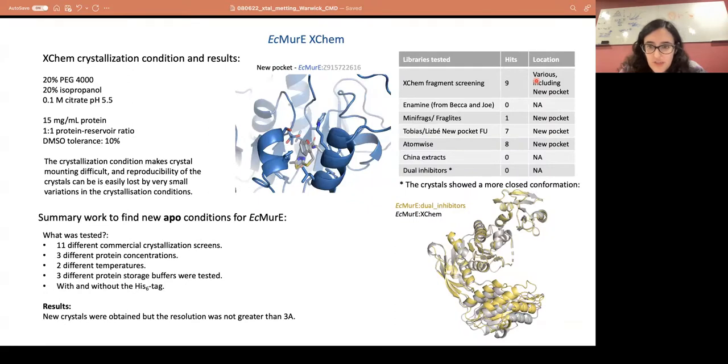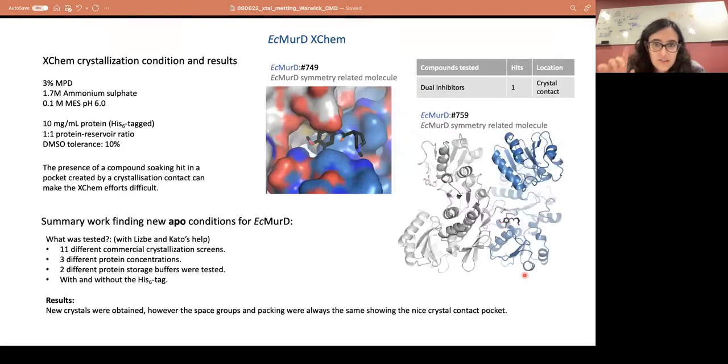So that's for MurE. In the case of the dual inhibitors, I couldn't see any compounds bound, but I could see some movement of the structure looking into a more compressed conformation. We need to do more work on these and see if they are actually binding into the ATP site or something like that. But that is still not moving forward.